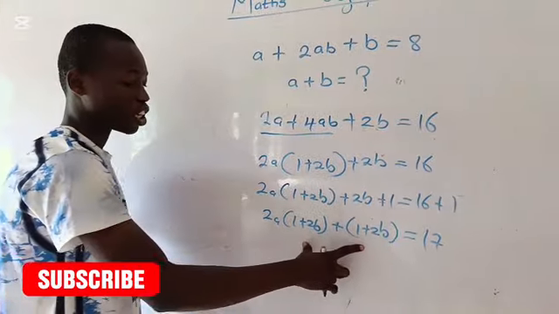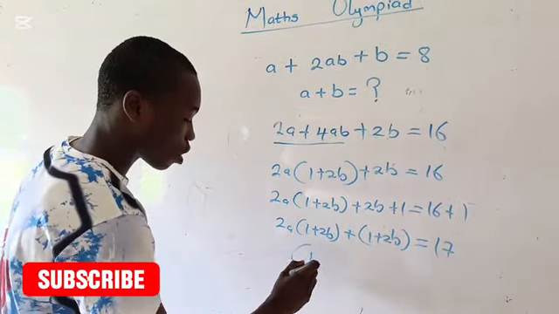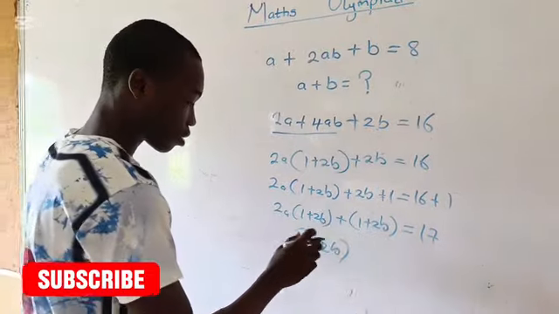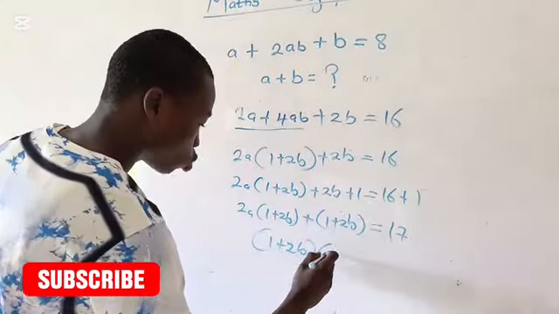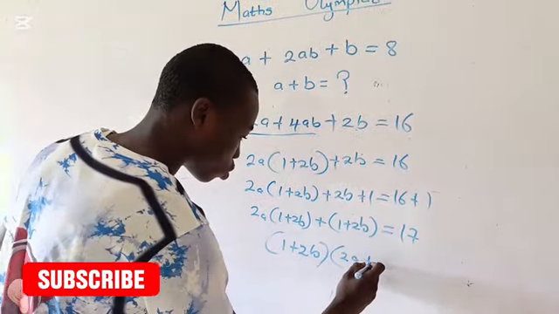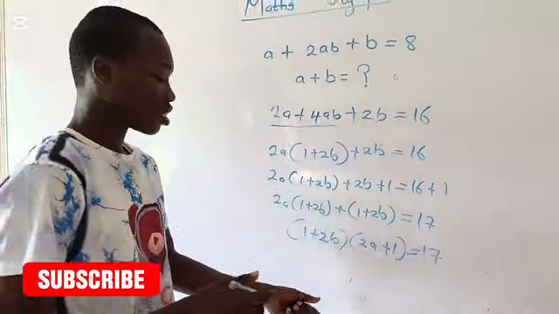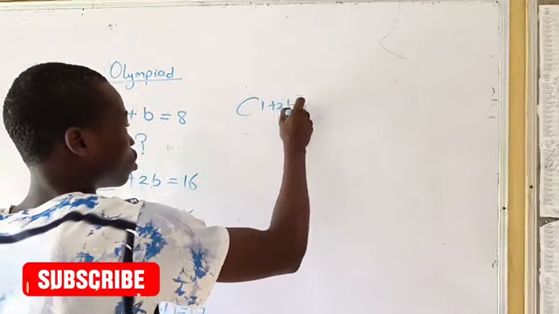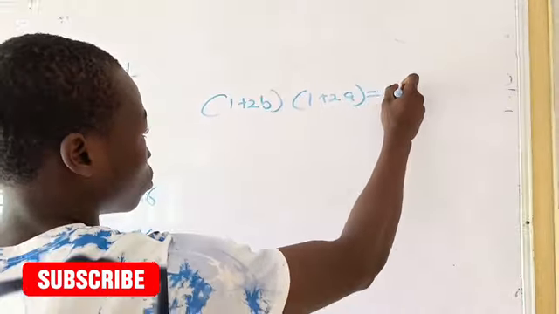So the common factor here now is 1 plus 2b. When you factor this out, you are going to have 1 plus 2b into bracket. So dividing all through by 1 plus 2b, you are going to have what? 2a here, and dividing this by itself is going to give you plus 1 equals 17. Now when you have something like this, let me write it out here: 1 plus 2b into bracket 1 plus 2a equals 17.